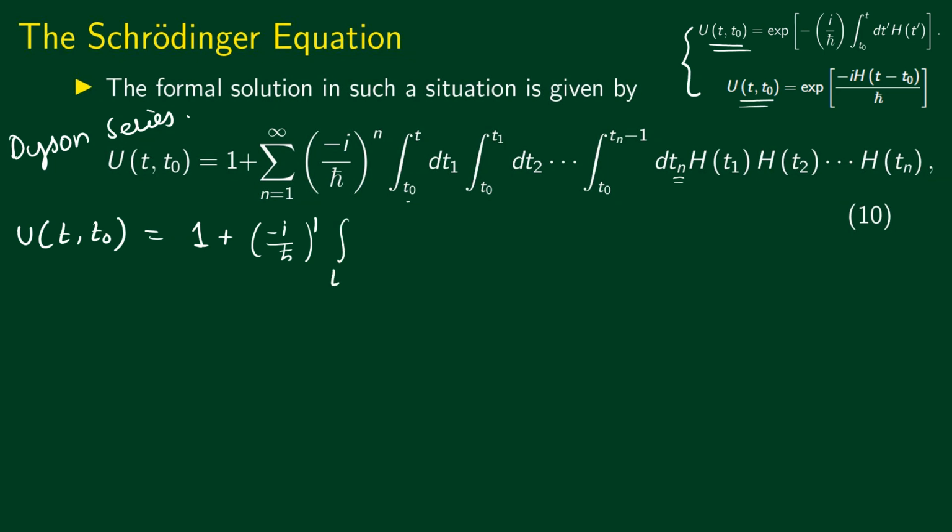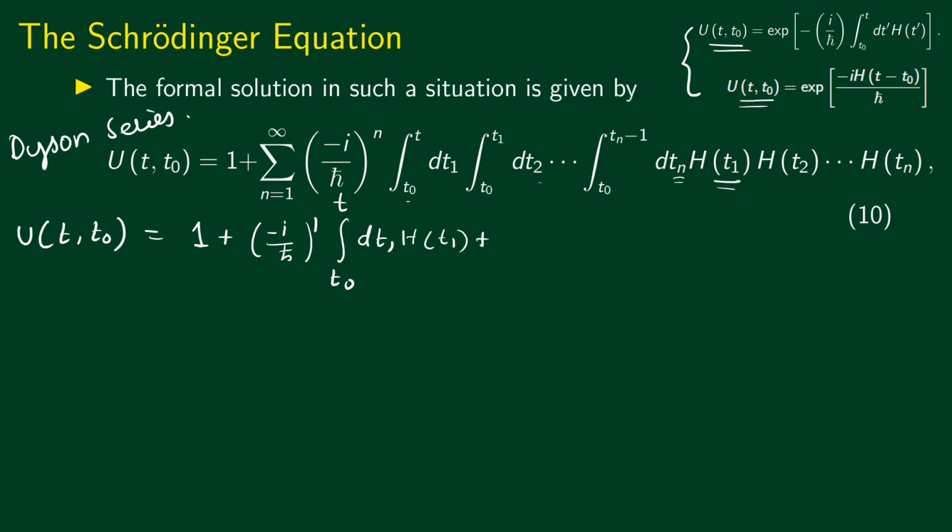So the first term would be the integral from t0 to t of dt1. The other integrals are not here because we are taking only the n equal to 1 term. And then of course you have to include this H of t1. This is the first term of this power series expansion.